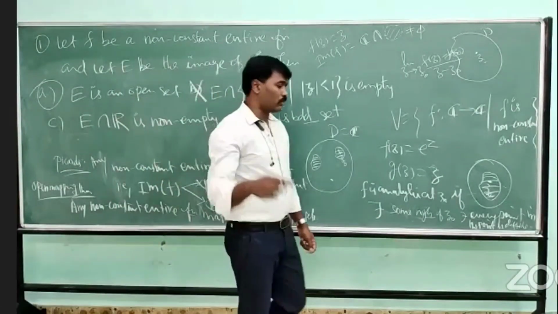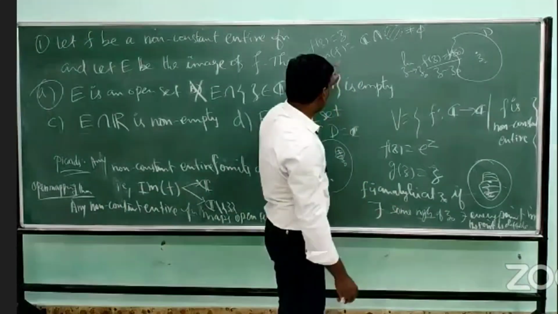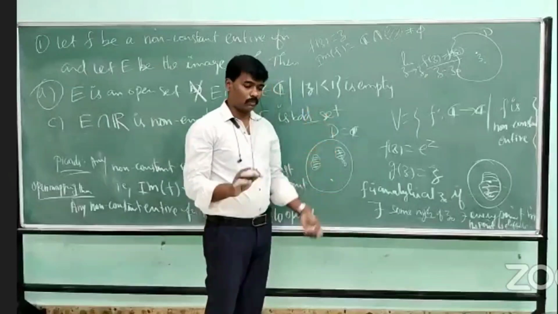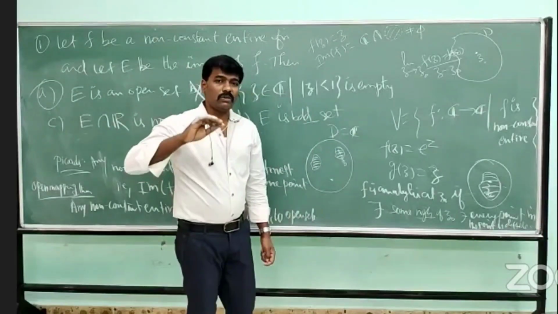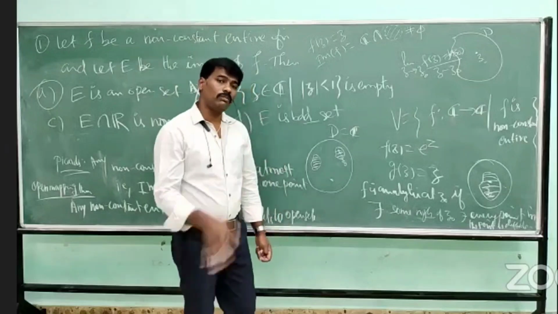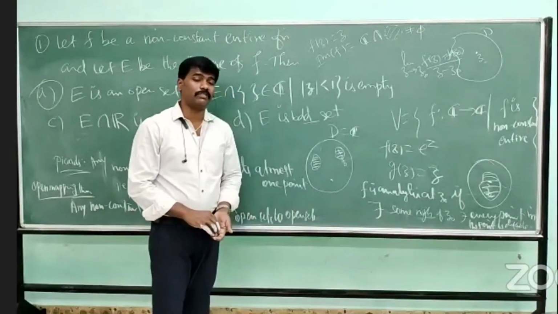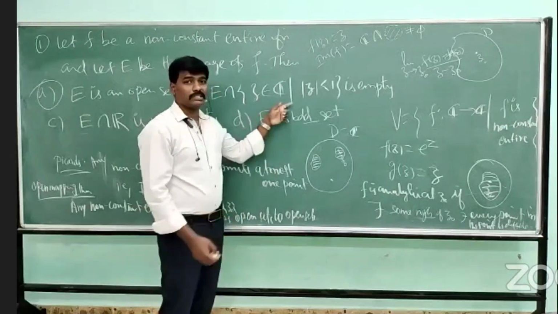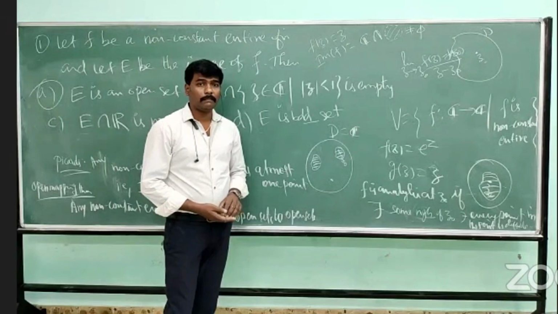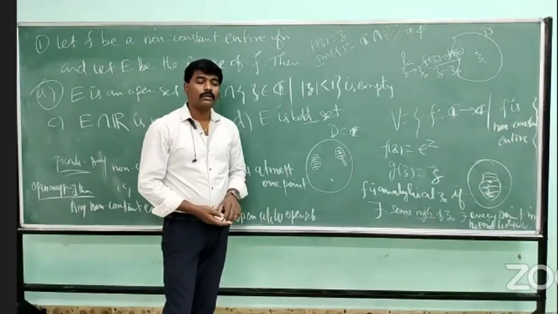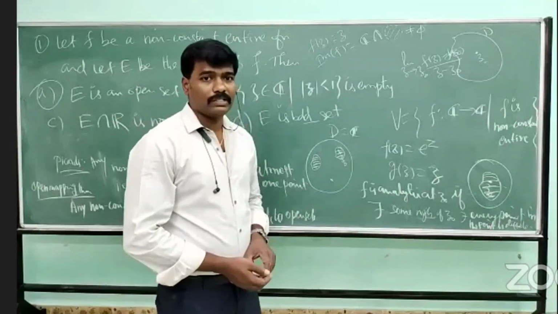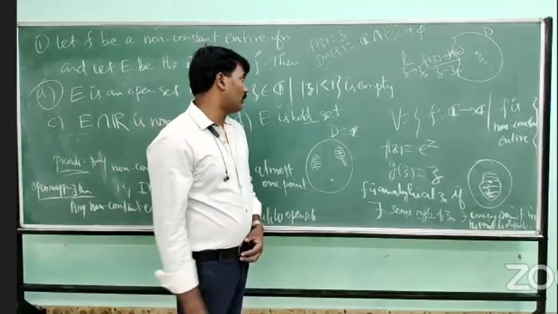Now I would like to ask one question. I have an example, so this option is false. Now the question is, is this option always false? For any non-constant entire function, is the image intersection with this open set empty? Is this always false? Yes. So very good. Always false, sir. Very good, Manivannan.